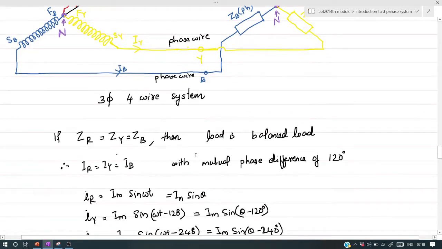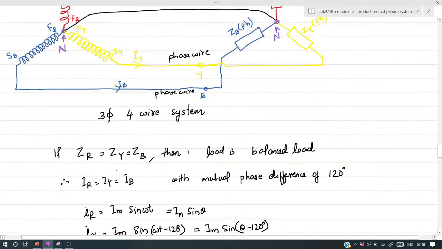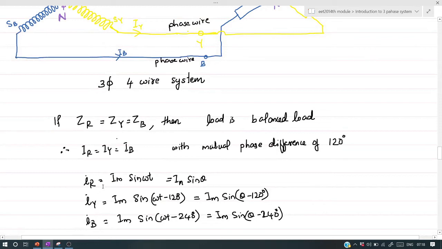The instantaneous value of current IR can be expressed as Im sin omega t, that is Im sin theta. IY is equal to Im sin omega t minus 120 degrees, that is Im sin theta minus 120 degrees. And similarly, IB is equal to Im sin omega t minus 240 degrees, that is Im sin theta minus 240 degrees, or Im sin theta plus 120 degrees.